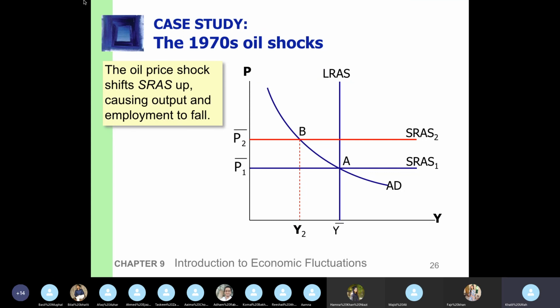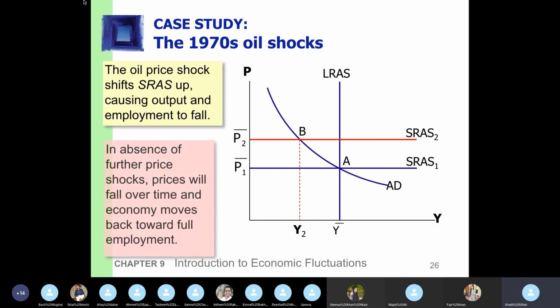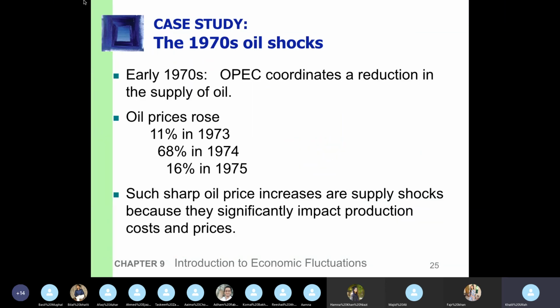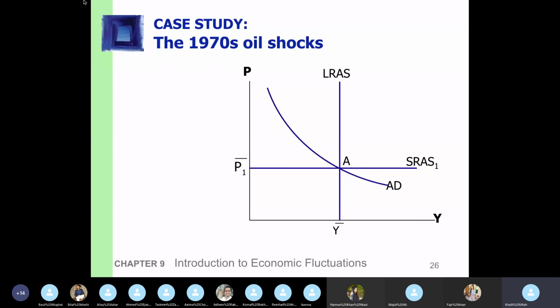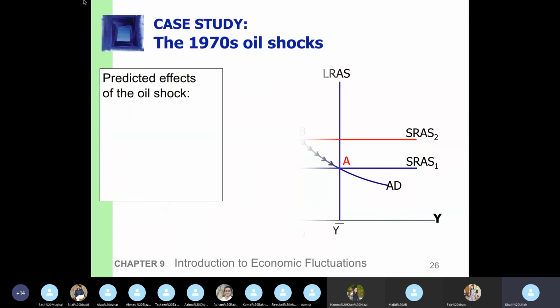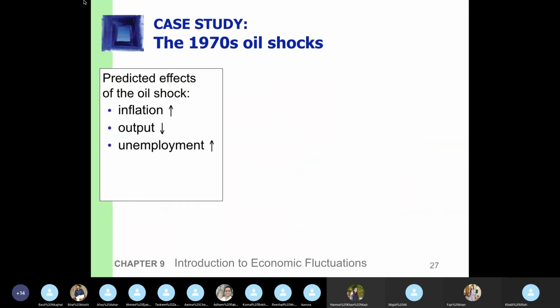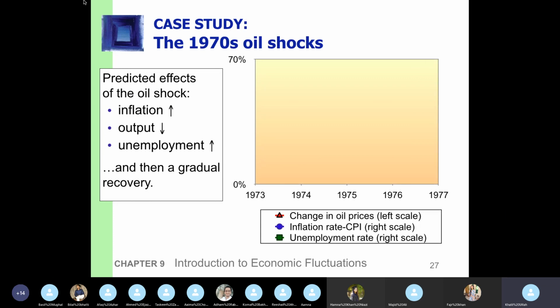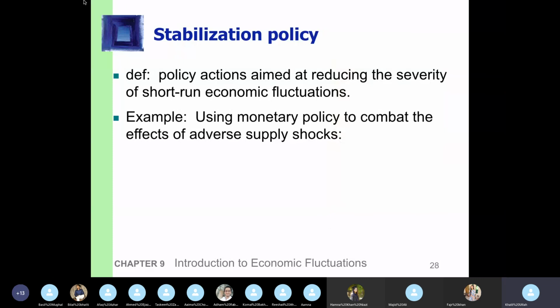And this is a bad scenario because besides the fact that people start losing jobs because of decreasing GDP, price levels start going up as well. And in this case, going back from point B to point A might take a long time. So that is where the government's central bank needs to come and intervene in the economy. This case study you can go through on your own. It'll tell you some information of what happened to the economies when these oil shocks happened.